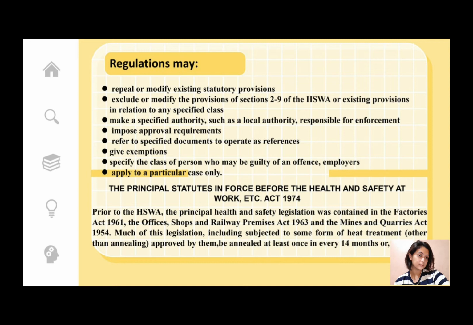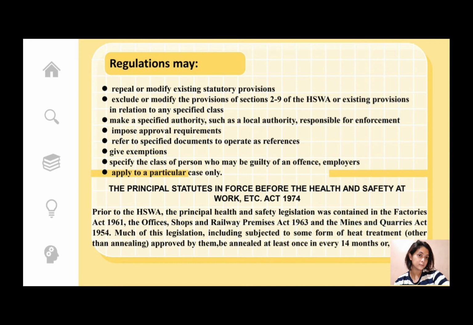The principal statutes in force before the Health and Safety at Work Act 1974. Prior to the HSWA, the principal health and safety legislation was contained in the Factories Act 1961, the Offices, Shops, and Railway Premises Act of 1963, and the Mines and Quarries Act of 1954.